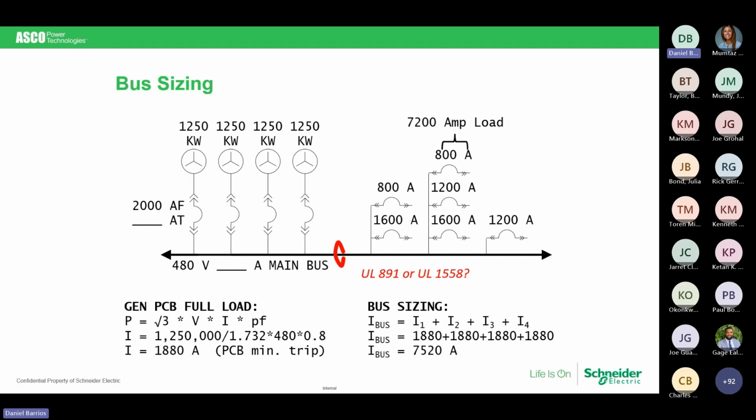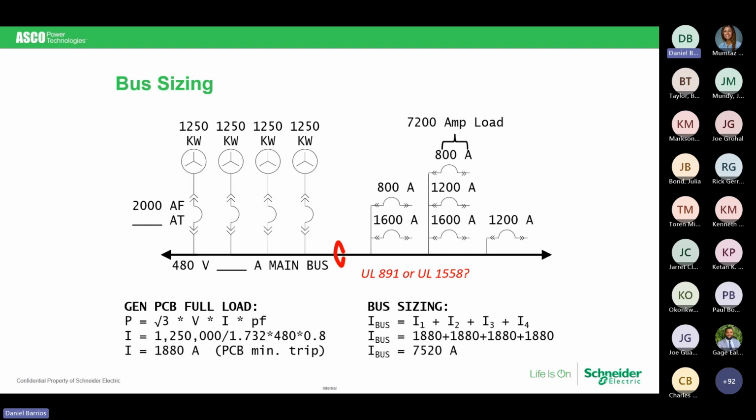Okay, let's look at this illustration to see what I'm getting at. I have 4 generators. Each of the generators can put out 1,880 amps. So if I add all of that up and I flow everything from left to right, I have 7,520 amps.